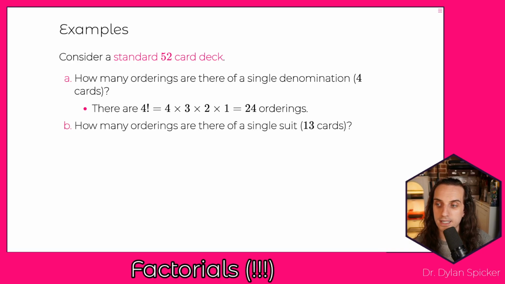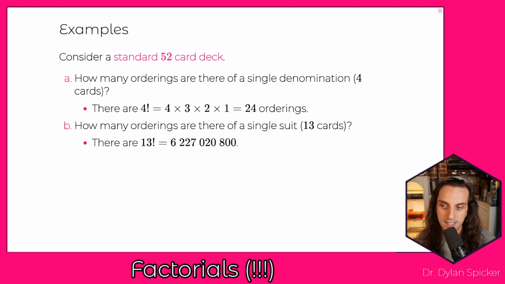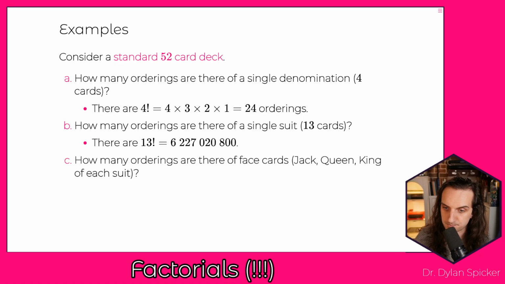How many orderings would there be of a single suit? There are 13 cards in any given suit, and so if we wanted to order all of the spades, how many ways can we do that? Well, there are 13 items we're going to order, so 13 factorial. 13 factorial gives us a number that is over 6 billion here. And because this number is over 6 billion, we see that very quickly these numbers have gotten to be excessively large, right? 6.2 billion, rather. Okay, and so 13 factorial is a huge number.